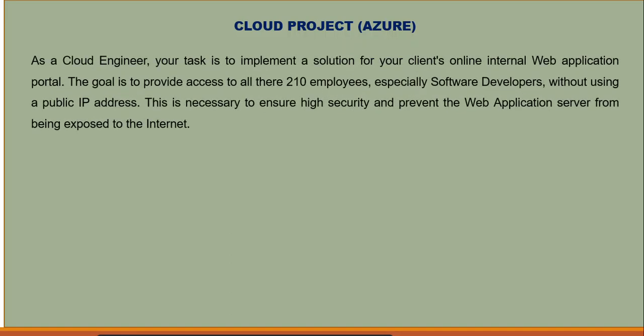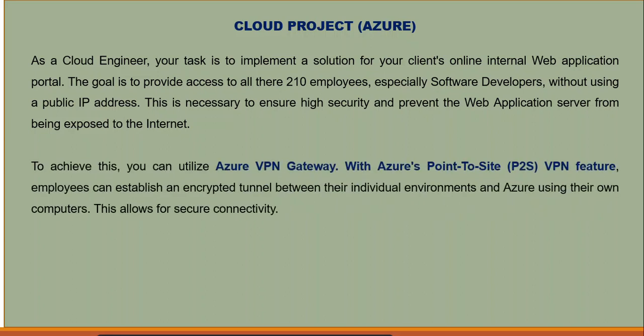So as a cloud engineer, your task is to implement a solution for your client's online internal web application portal. The goal is to provide access to their 210 employees, especially software developers, without using a public IP address. So they are not allowed to use a public IP address to connect to this online internal web application. Alright, so this is necessary to ensure high security and prevent the web application server from being exposed to the internet. So to achieve this, you have to utilize Azure VPN gateway.